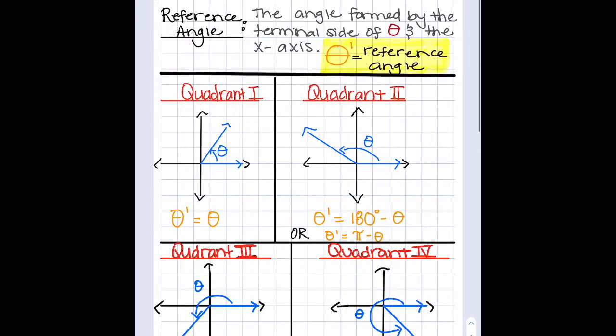The reason why this one is special is because it's created from the terminal side and the x-axis. Here's my terminal side, and here's my x-axis. Well, what's my angle? Well, it's theta. And so that's what it's saying.